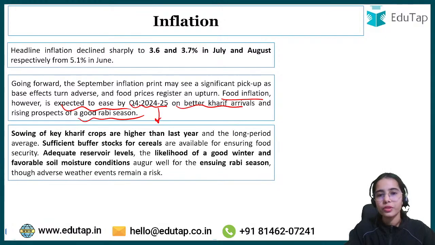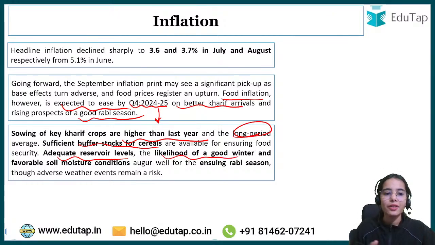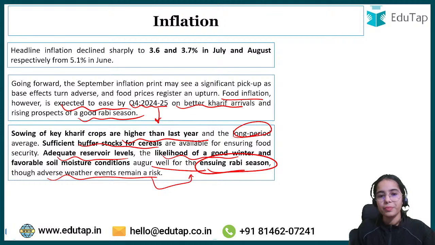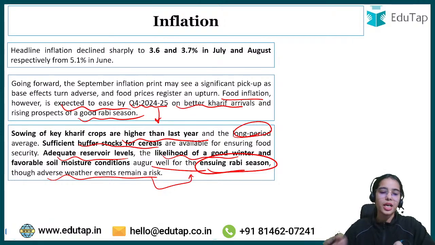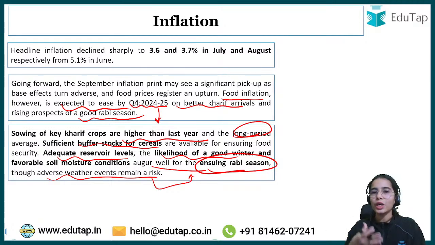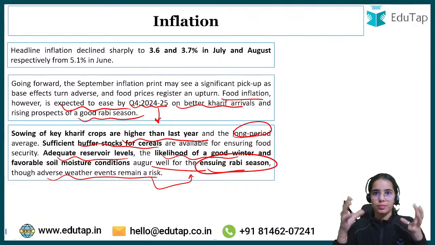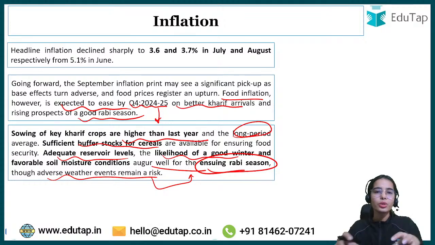Now, sowing of key Kharif crops is higher than last year's and the long period average. We have sufficient buffer stocks, adequate reservoir levels, the likelihood of a good winter and favorable soil moisture conditions. This augurs well for the Rabi season and the Rabi crops, though adverse weather events remain a risk. So there is a good Rabi season coming up, but still you cannot control natural events.